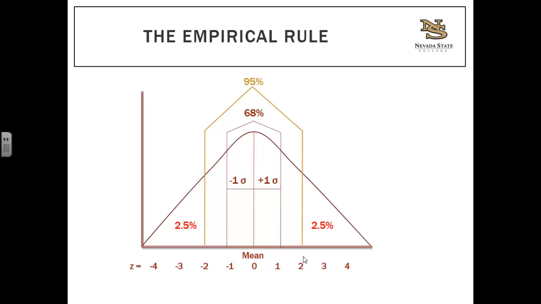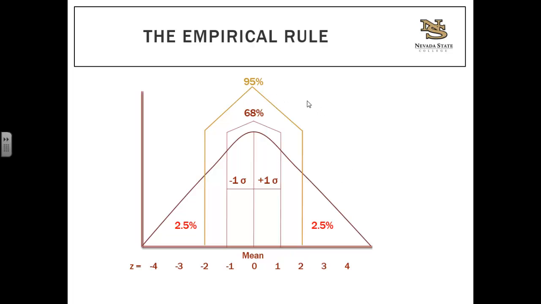The empirical rule just gives you predictable proportions or percentages of where scores fall in your data set in a normal distribution. So it has to be a normal distribution for this to work, and it's based on the mean and the standard deviation. Here's our normal distribution. Our mean is smack dab in the middle. 68% of scores in a normal distribution are within 1 standard deviation of the mean, or in other words, between a z-score of -1 and +1.